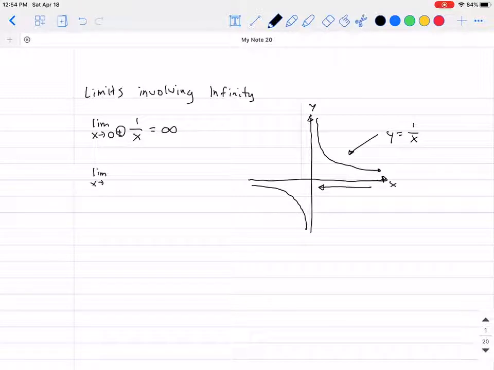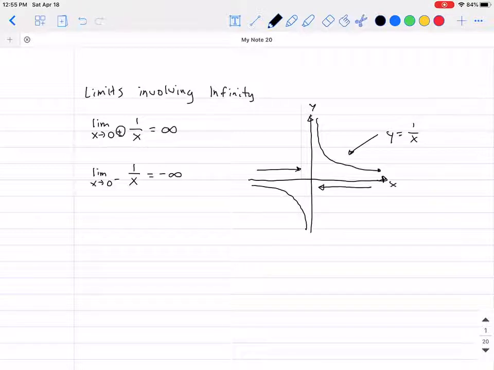Now, at the same time, we can also say the limit as x approaches 0 from the left-hand side, indicated by that little negative as a superscript above the 0, of 1 over x. And for the limit of this one, you can see graphically that it's going towards negative infinity because coming from the left-hand side, it's going downward. So that is going to be our answer.